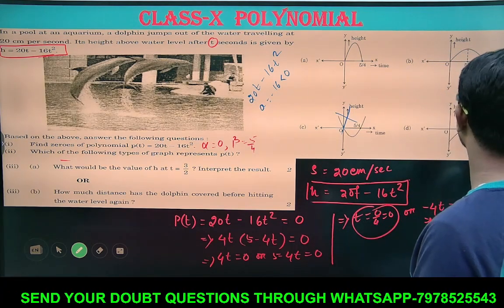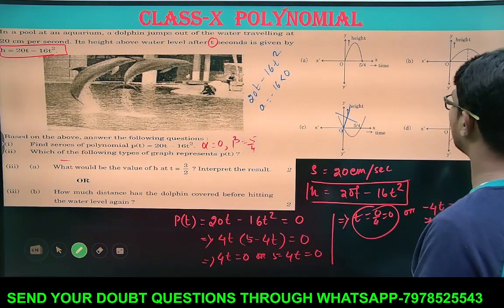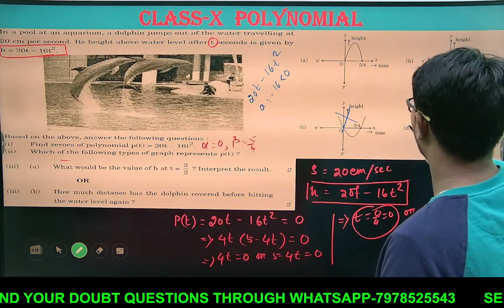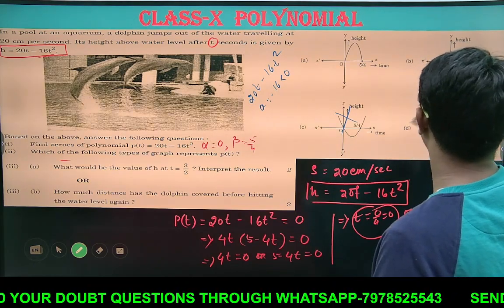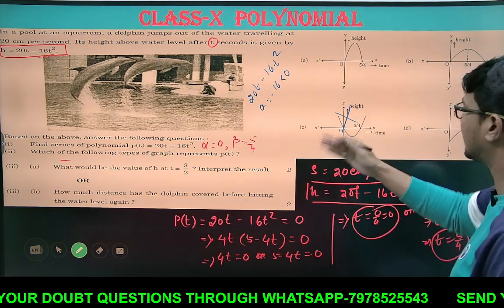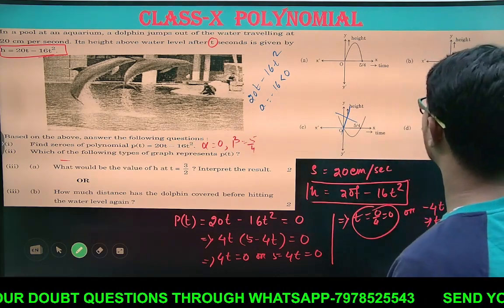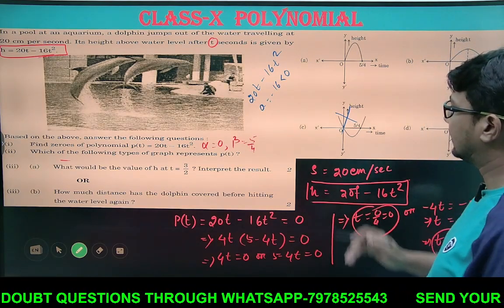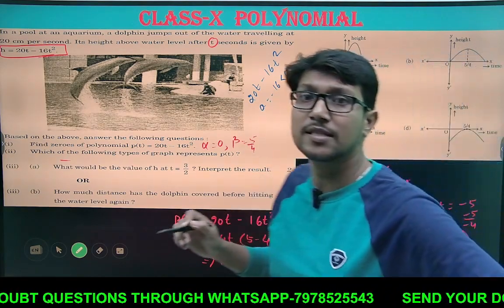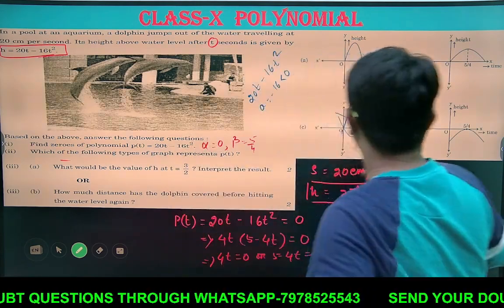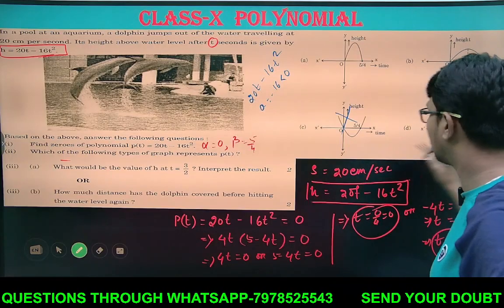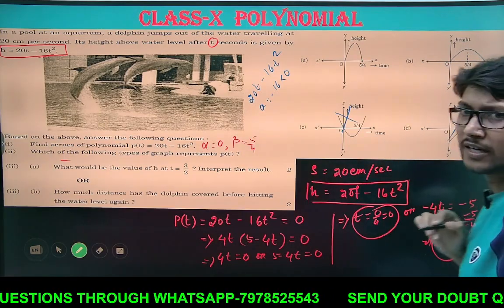And which one is open downward? So these three are open downward. So this is eliminated. Now left these three cases. Now check, this is having how many zeros? Two zeros. But this graph is saying it is having 1 zero. So this is also eliminated. This is not our correct answer.